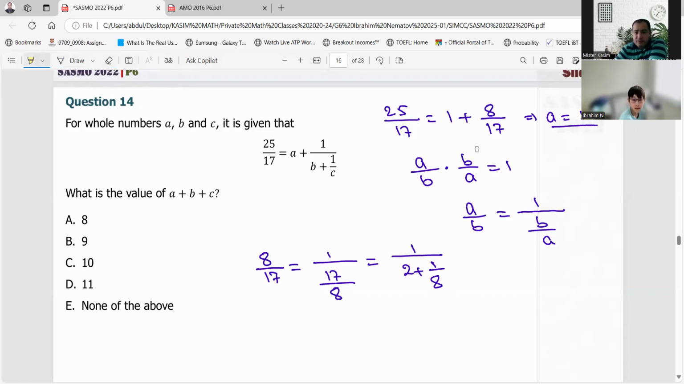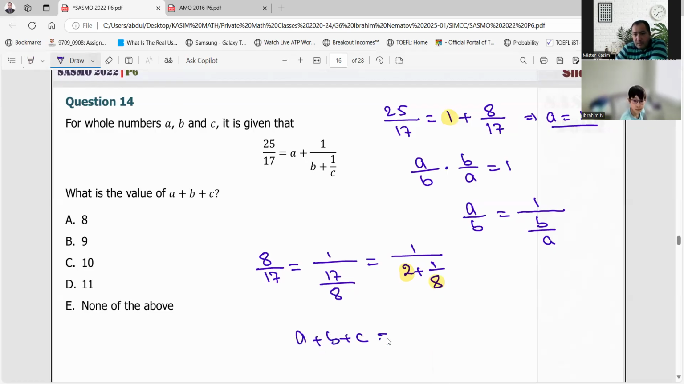So from this, you see, what is A? A is equal to 1. What is B? B is equal to 2. What is C? C should be equal to 8, right? That makes sense. Now we have A plus B plus C. A is equal to 1, B is equal to 2, C is equal to 8, which is equal to 11.